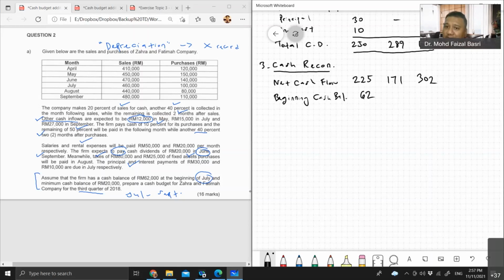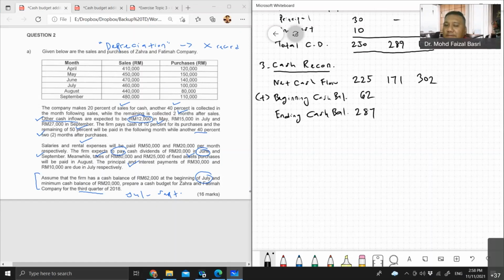In the month of July itself, the company recorded 225,000 net cash flow, or excess of cash available after deducting all the expenses, right? So to find the total of the month, we have to add with the beginning cash balance. 225 plus 62 is 287, right? So this 287 is what we call our ending cash balance. Okay, ending cash balance.